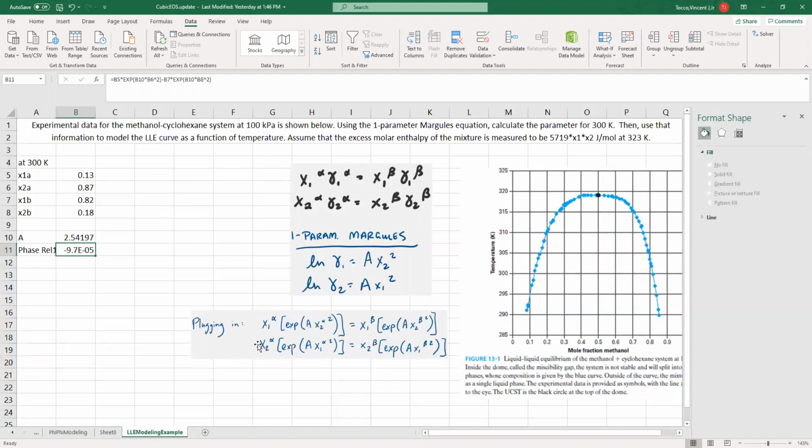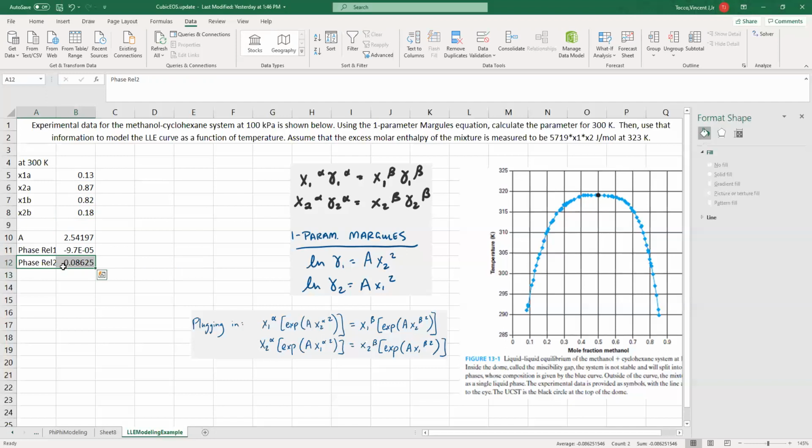But since we have this other equation, let's pretend that instead of using the first equation, we use the second equation instead. So instead of phase relationship 1, what do we get if we try phase relationship 2? Would we get the same answer? I would hope that we'd get the same answer, or at least somewhat close to it. Otherwise, if we have a big contradiction here, how would we know which equation to use? So let's go ahead and try it. So this is equals x2 alpha times exponent of A times x1 alpha squared, minus x2 beta times exponent of A times x1 beta squared.